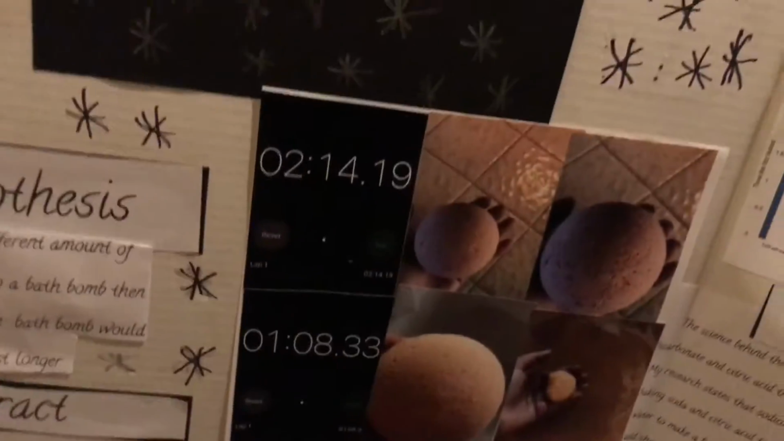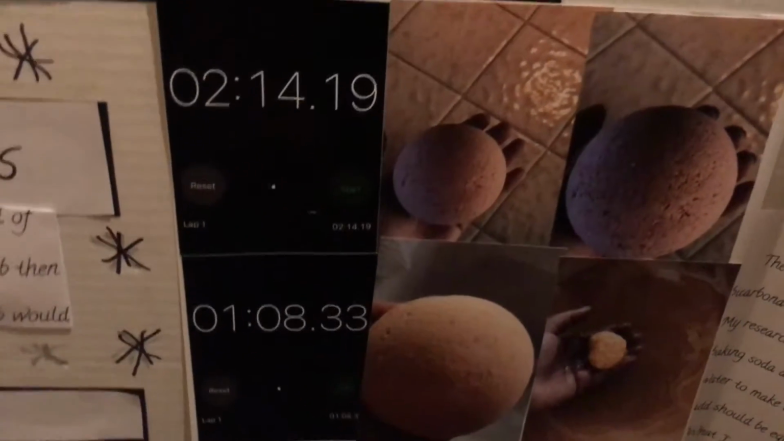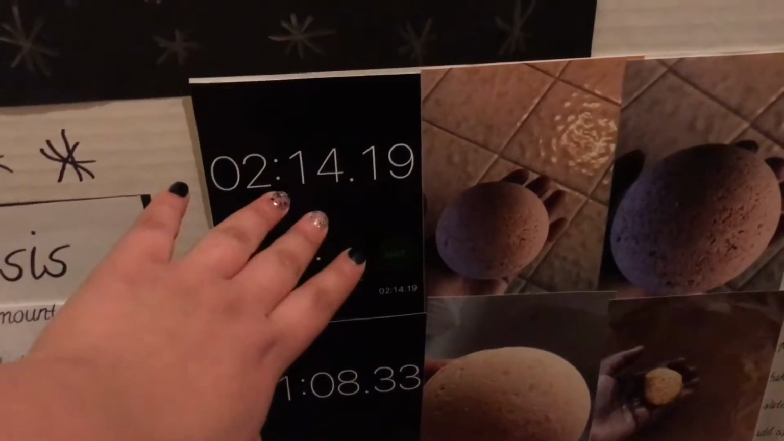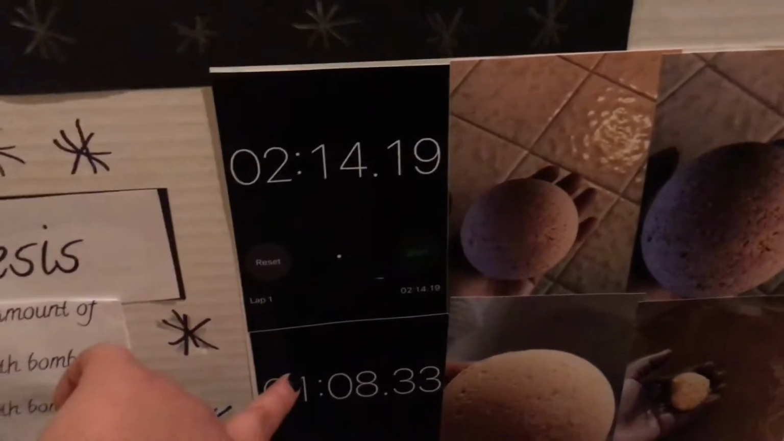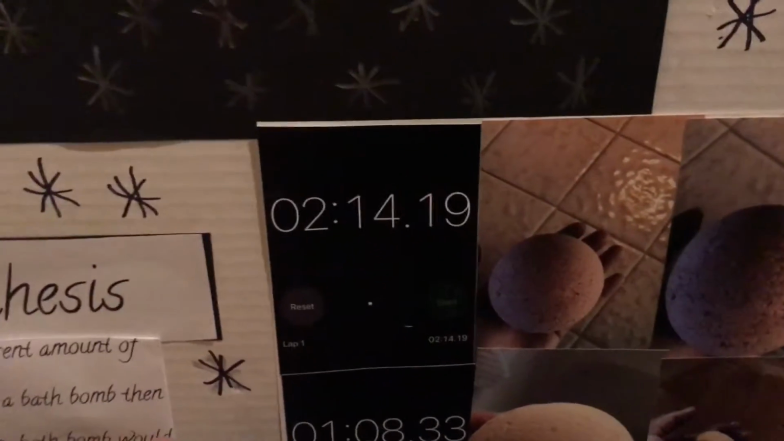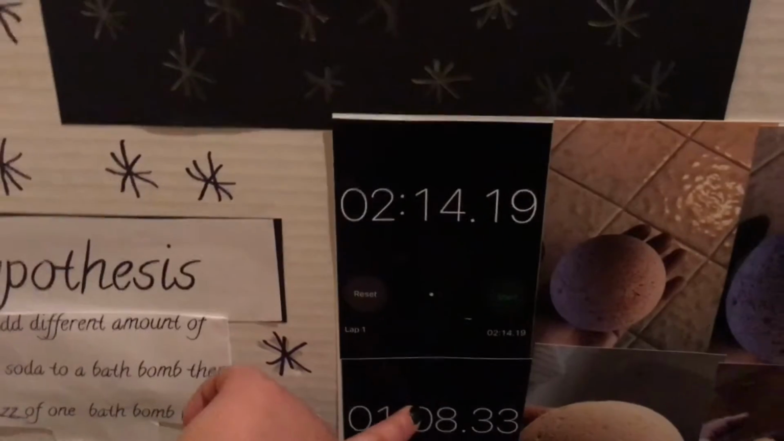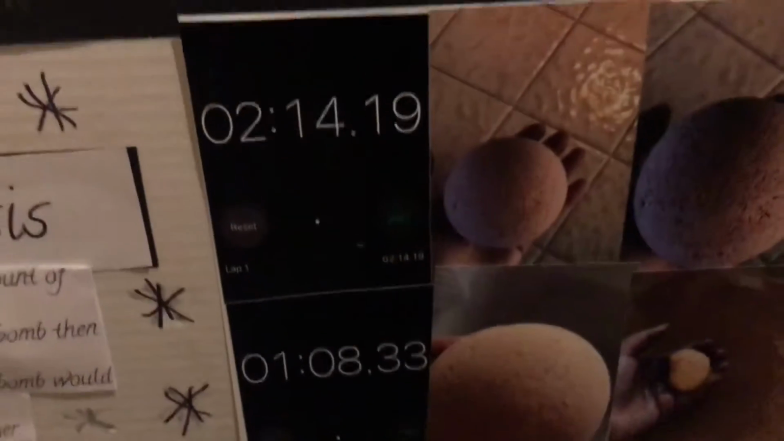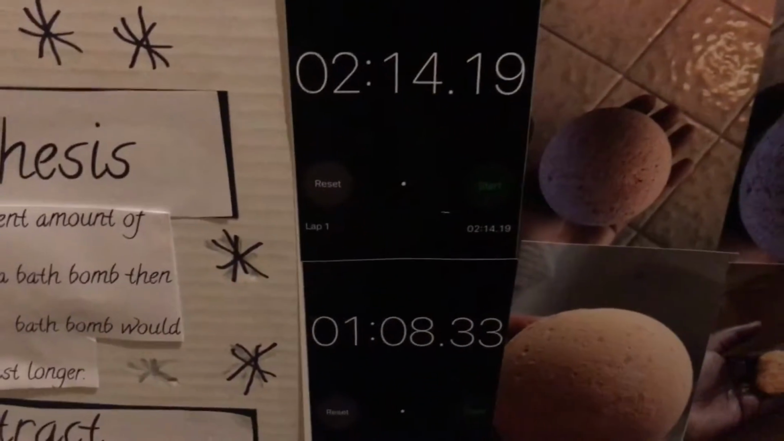And these are the pictures I took. This is the red trial, the orange trial. Okay, so the red trial had 120 ml. The orange trial had 480 ml. This one had more. That's probably why it was so slow, because there was more baking soda than citric acid and Epsom salt, etc.